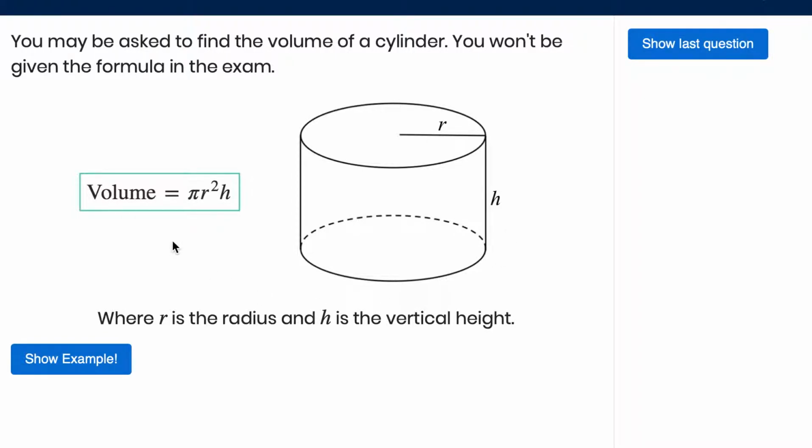Now, when you see letters together like this, it means that we multiply them. So, pi r squared h means that we square the radius, multiply by the height, and then multiply by pi.